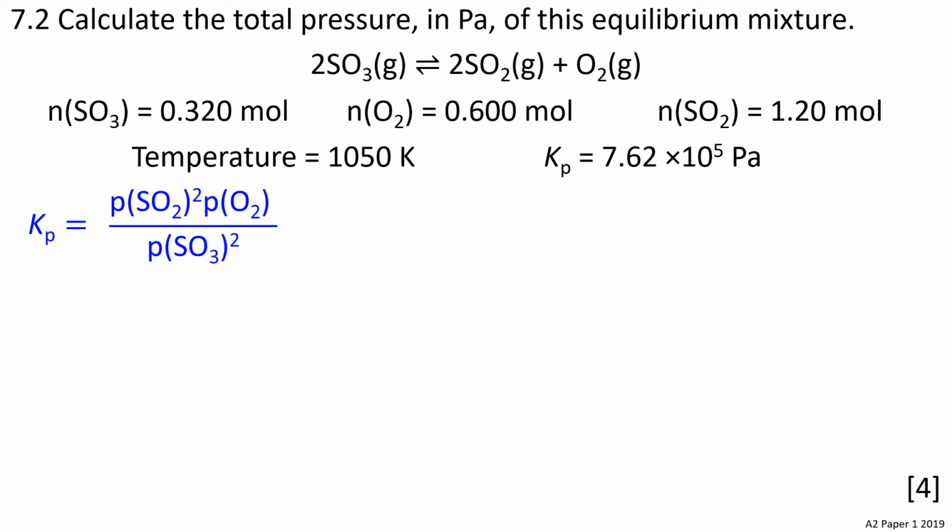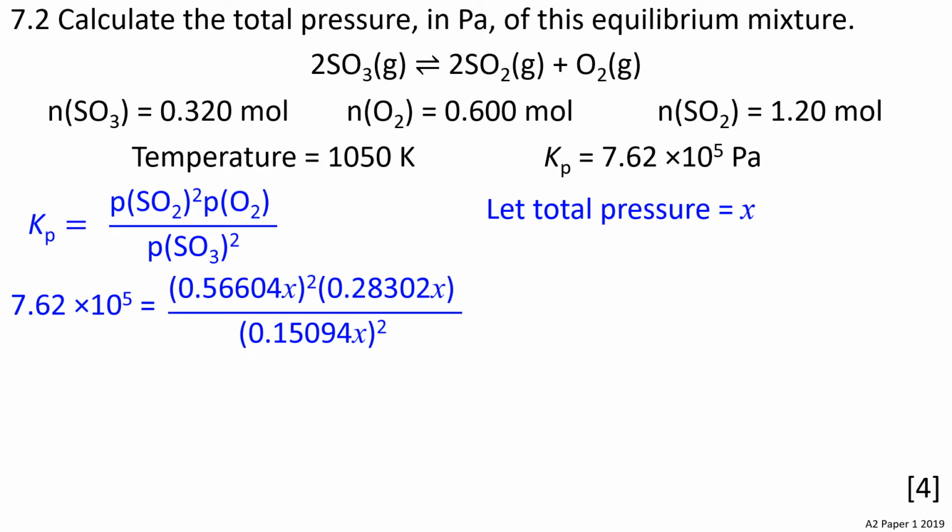So now we have to calculate the total pressure, and the maths can get quite tricky, so it's essential that you show your working out thoroughly. I've left the Kp expression there. Remember that the partial pressure is the mole fraction multiplied by the total pressure. So I've used the variable x to signify the total pressure. Substituting in the value for Kp there, given to us in the question, and the mole fraction of the SO2 from the previous part of the question was 0.56604. So the partial pressure is that number multiplied by the total pressure, and because that term is squared, I've got squared on the outside of the brackets.